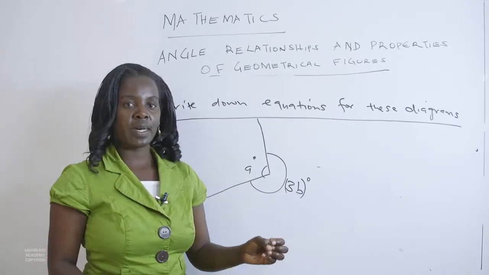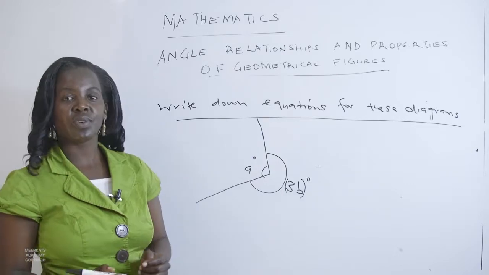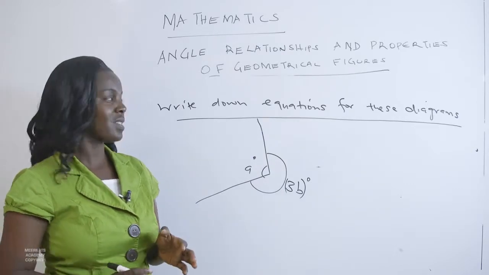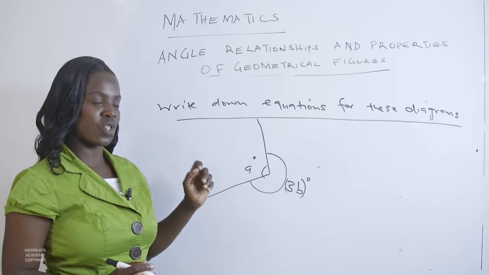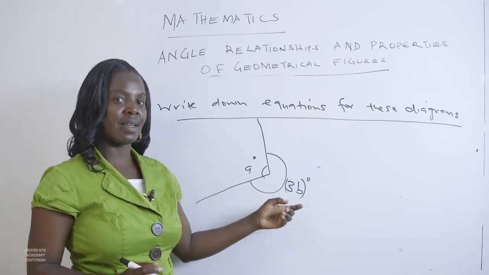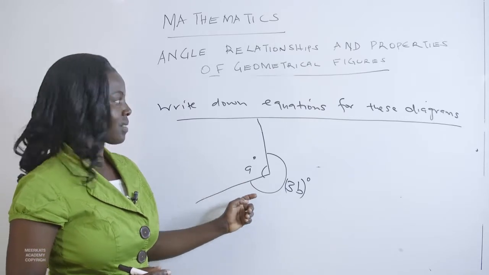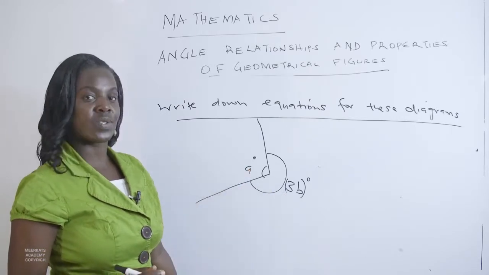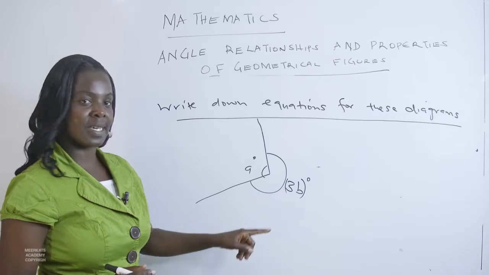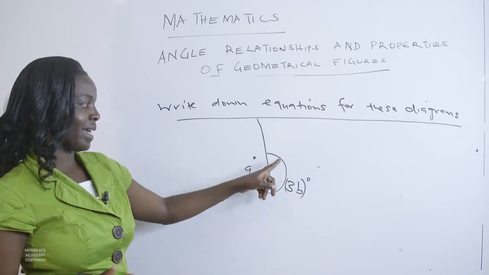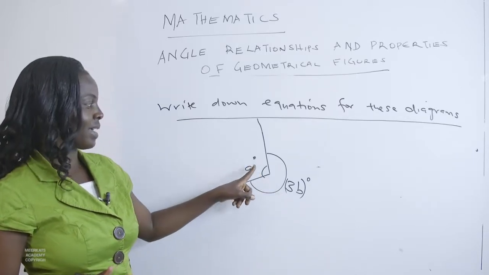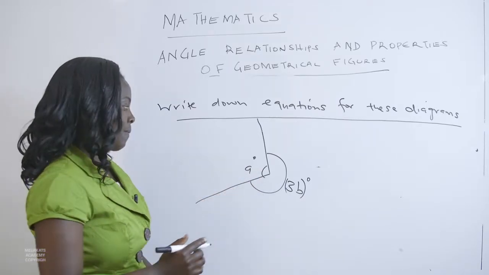So we are asked to write down equations for these diagrams. This time around, they are not expressions, but we are told to write the equations. Equations means now we include the equal sign. So what are the equations? Algebraic equations for these angles here, the two. You realize again, this is a complete revolution if we add A and 3B.